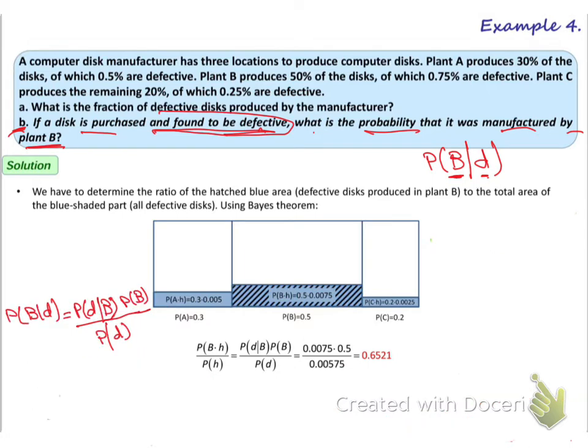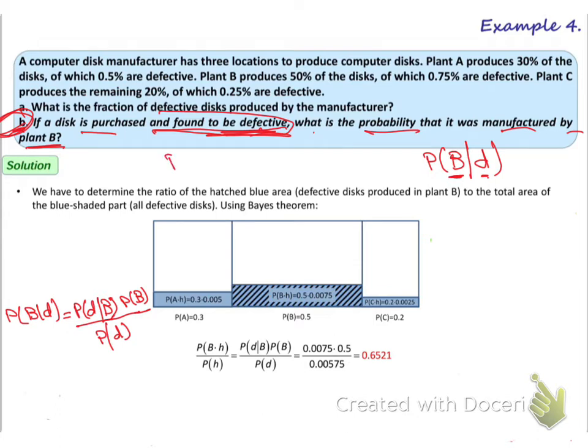So sorry, I have made a mistake in this calculation. So here is the problem, I am just repeating it again. Please forget the previous part, for section B only. Okay, for section B, if the disk purchased is found to be defective, so it is given that it is defective, what is the probability that the manufacturer is B?